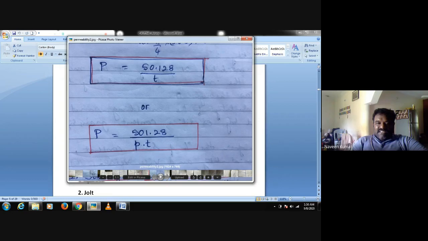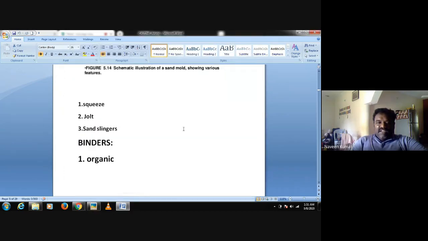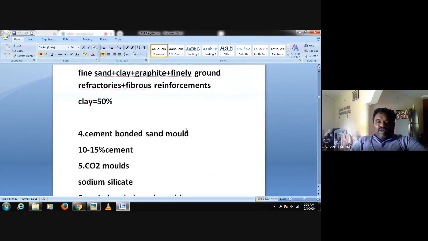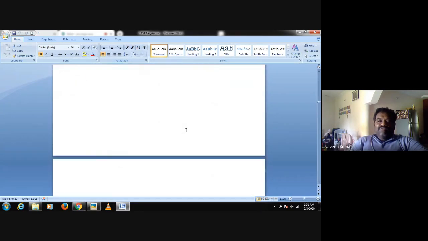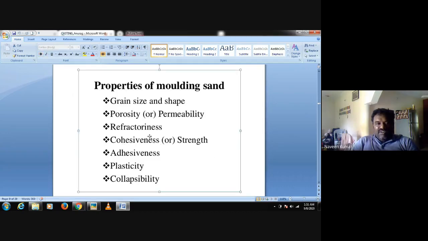And the next very important property of the molding sand is strength or coarseness. Strength or coarseness is the ability of the molding sand to hold the sand grains together. That we call strength or coarseness.